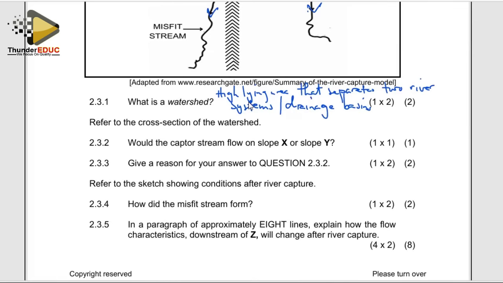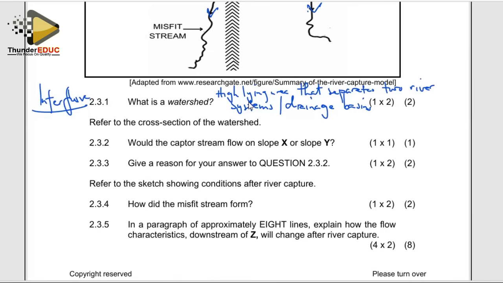system from another. Do not confuse a watershed with an interfluve. An interfluve basically is a high-lying area, but it separates streams within the same drainage basin. An interfluve separates streams within the same river system, but a watershed separates two different river systems or two different drainage basins. That's the difference there.